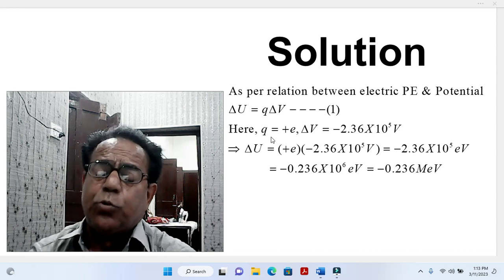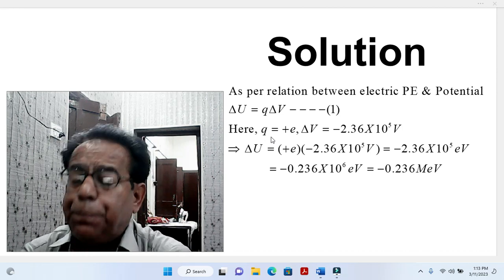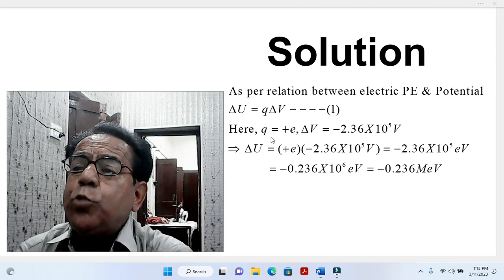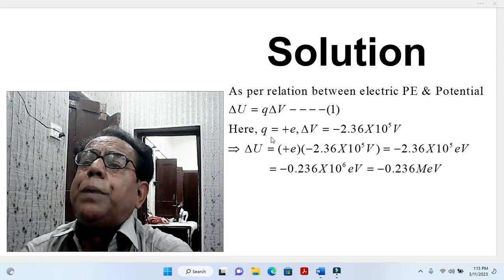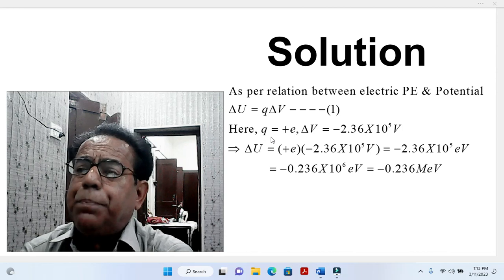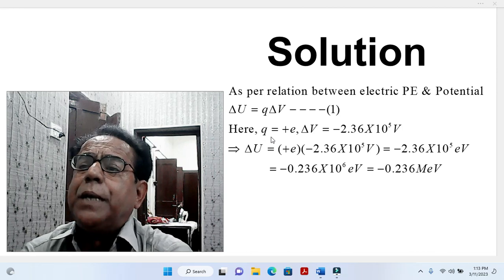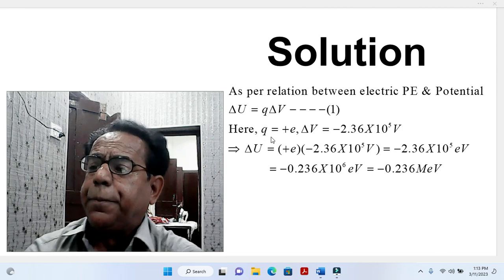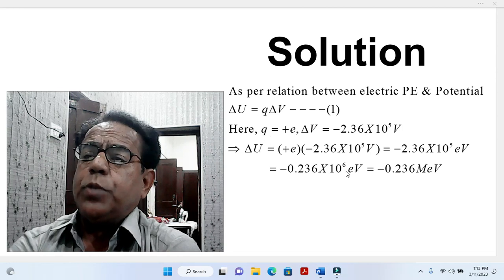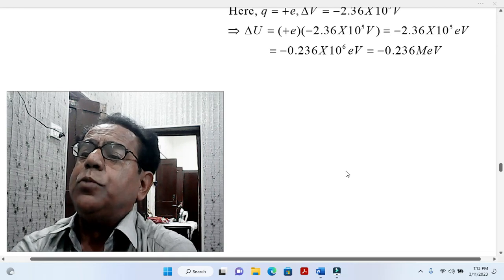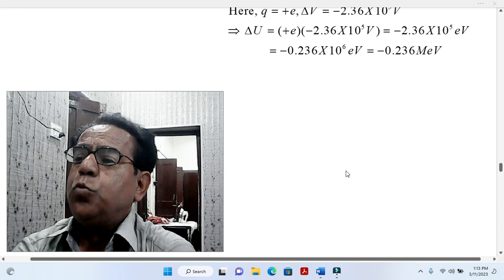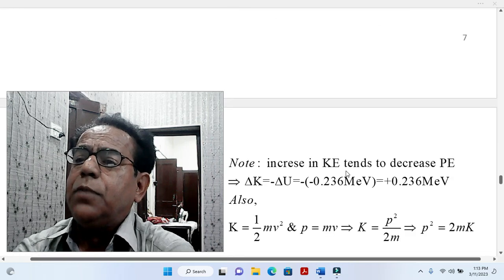Okay, that is to say multiples of 10 raised to the power 3 or 10 raised to the power minus 3. Okay, that is to say multiples of 1000 or multiples of 1 over 1000. So dear student, here delta U has become equal to minus 0.236 million electron volt.